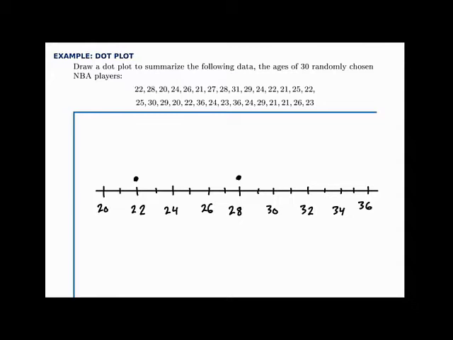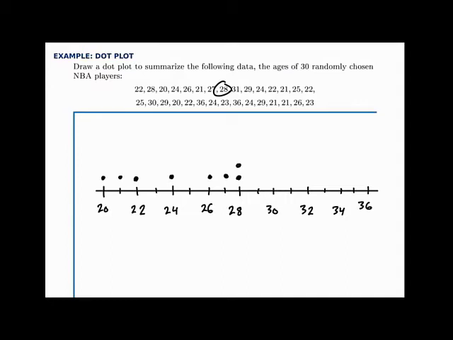The next value is at 20, then at 24, then at 26, then 21, 27, and then we get another 28. So this is the second time we've seen 28. So we won't draw the second dot at the same place as the first one, but we'll put it right above it. So now there's a second dot at 28.